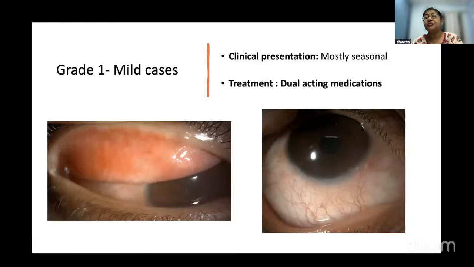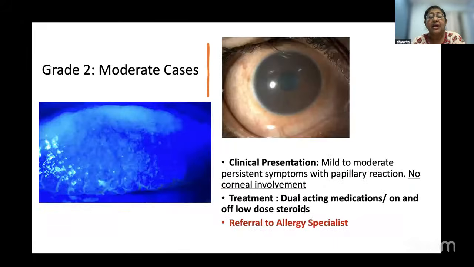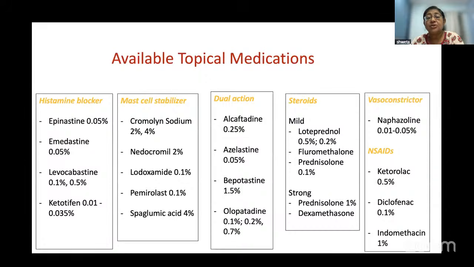Now, let us go through a few cases. So the milder ones, like we said, are mostly seasonal, with a little bit of irritation, itching, on and off redness. They do very well with dual-acting medications, like your mast cell stabilizers and the antihistaminics combined together. In the moderate cases where the symptoms become a little more persistent, but there is no corneal involvement, along with the dual acting, you can give them on and off topical steroids, low dose ones, and refer them to the allergy specialist.